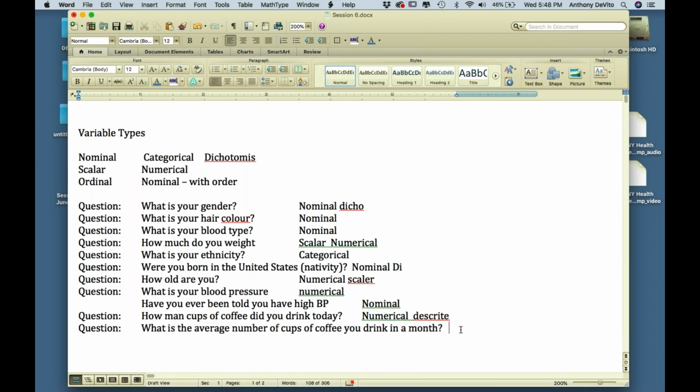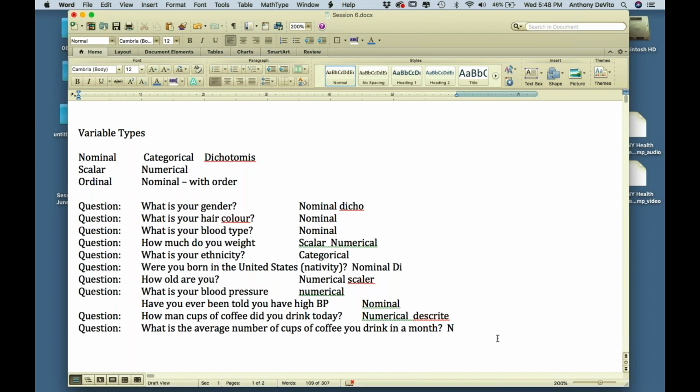Now, if instead of asking how many cups of coffee did you drink today, I asked you what is the average number of cups of coffee you drink in a month, what would that be? That would be numerical, right? It's going to be numerical because the average number is going to be 13.7, 42.8, 11.1, and so on and so forth. It's clearly going to be a number on a number scale.